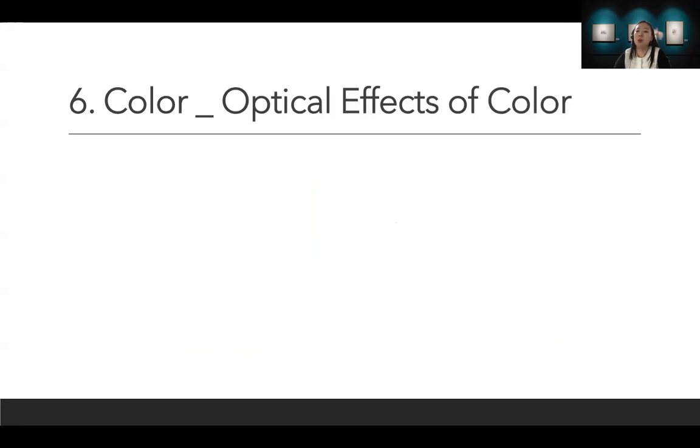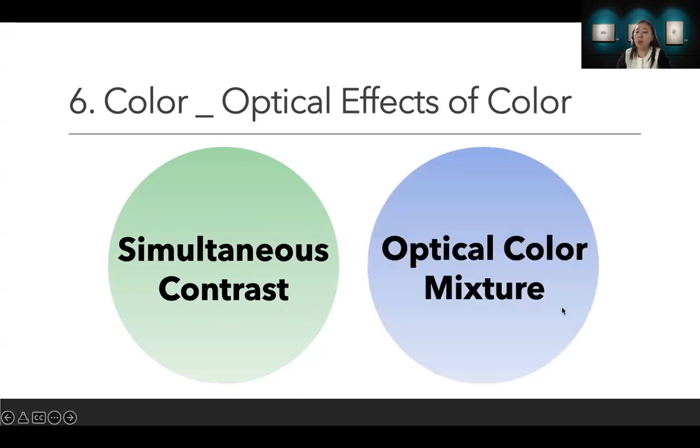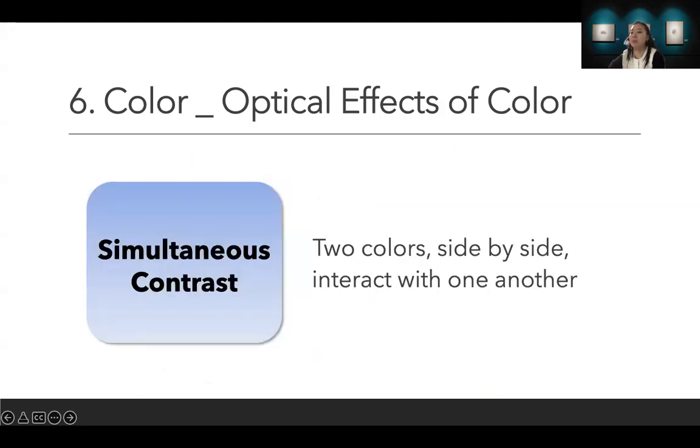So now we are going to see the optical color effects by color. There are two types of optical color effects we are going to see. The first one is simultaneous contrast, and the next one is optical color mixture. Let's see simultaneous contrast first.